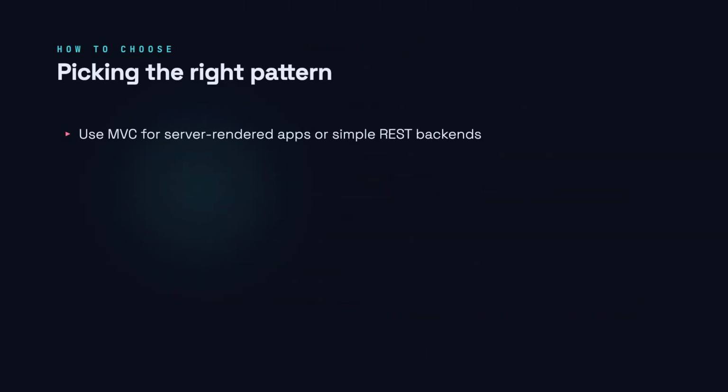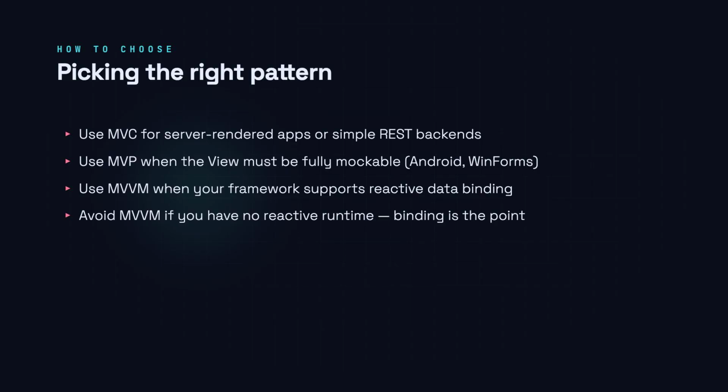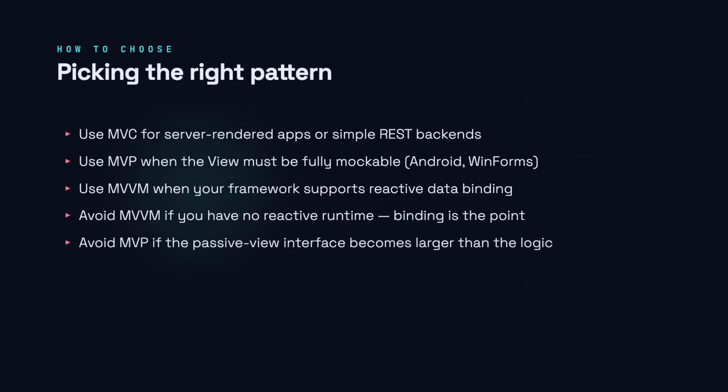The choice usually follows the platform. MVC is a natural fit for server-side frameworks like Express or ASP.NET, where a request comes in, a controller processes it, and a template renders the response. There is no persistent UI state to bind. MVP shines in environments where you want to test every pixel of behavior without a screen, such as Android or desktop GUI frameworks. MVVM is the dominant choice in modern front-end development. Angular, Vue, and similar frameworks are built around reactive binding, so the view model pattern slots in naturally. If your environment does not provide reactivity, MVVM's main advantage disappears.